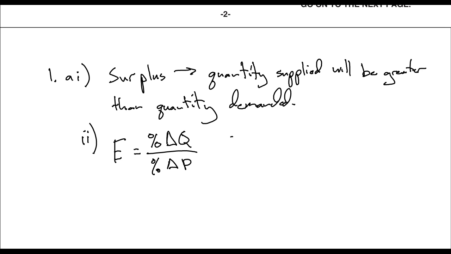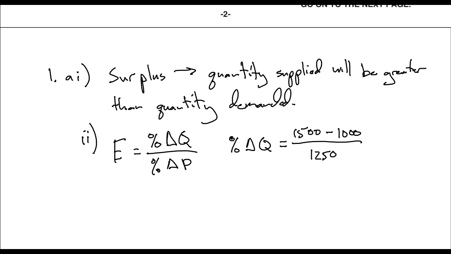But here we go. Percent change in quantity is going to equal my new quantity supplied, 1,500, minus my initial quantity supplied, 1,000, over the midpoint. And again, this is where the numbers would come out better if I used the initial number, but I'm going to use the midpoint, halfway between those two. And for my tests, I do hope you use the midpoint. And I should say times 100. And if I do that, I'm going to get 500 over 1,250, or 40%.